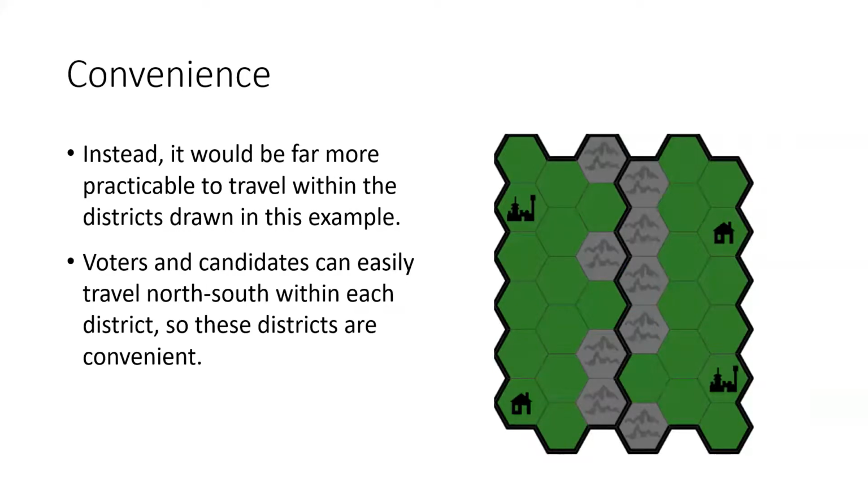Now here, we've got a different version of the map where we've drawn districts in a longer fashion. But it's much more practicable to travel within the districts because the mountains are not creating a boundary. So the voters can easily travel north-south within these districts, so they are convenient. They might be a little less compact, but remember, compactness is not required. Convenience is required under the Minnesota Constitution. So we've got some slightly less compact, but now convenient districts.